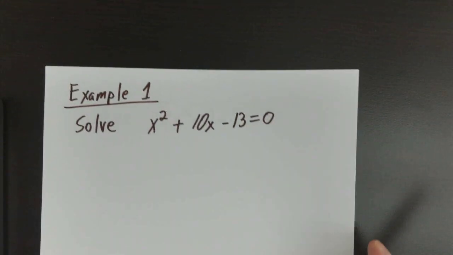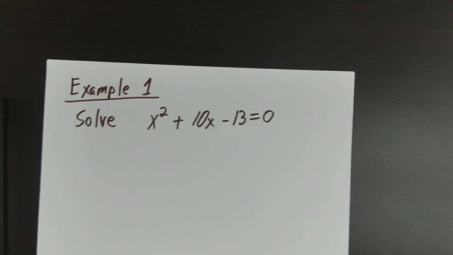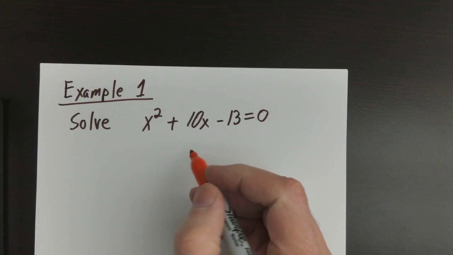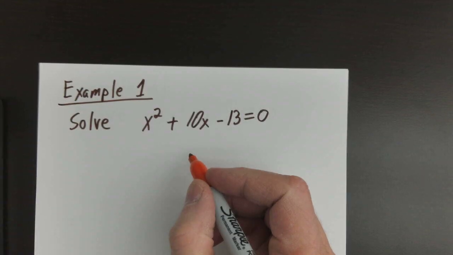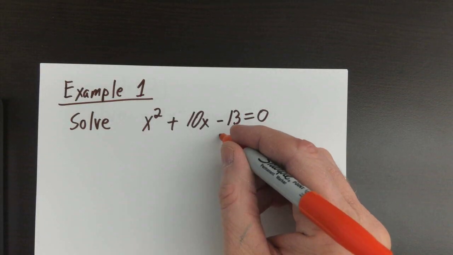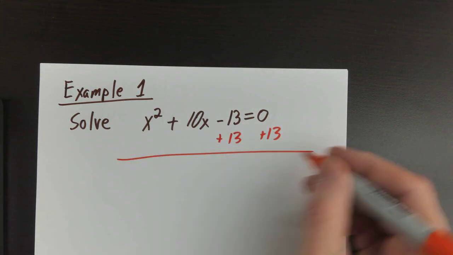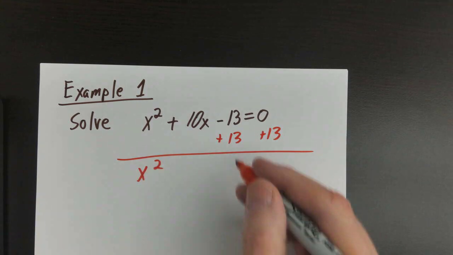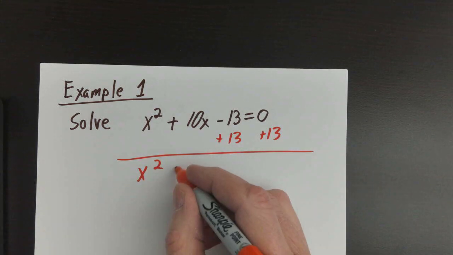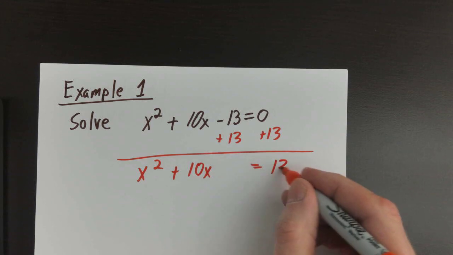Well, let's do an example or two. The first example is x squared plus 10x minus 13, using completing the square. The first thing is to get the x squared and x term on one side, so I'm going to add 13 to both sides, and I have x squared plus 10x equals 13.